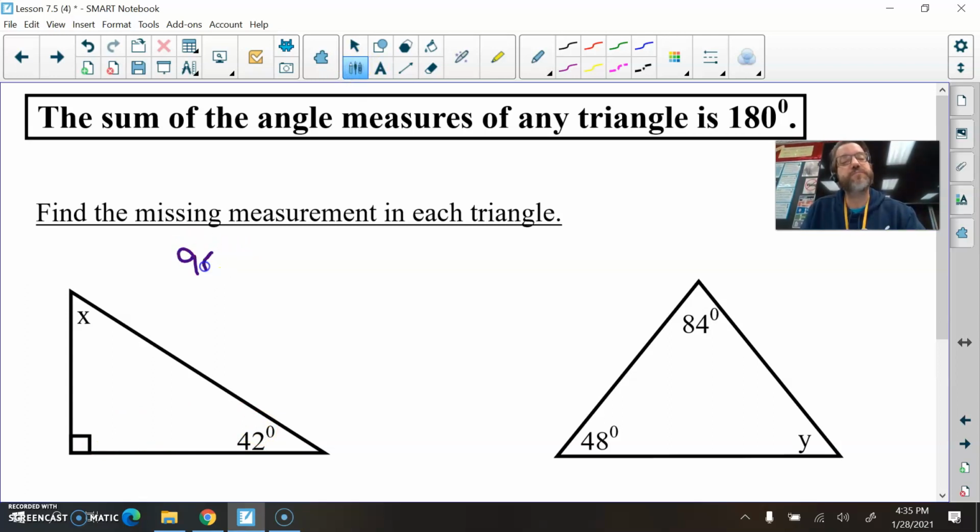90 plus 42. Let's see how many degrees we have so far. 0 and 2 is 2, 9 and 4 is 13. That's 132 degrees in these two angles. Now, if I need another angle to add to this to get my sum of 180, well, I could stay in the same fact family and just subtract 132 degrees from 180.